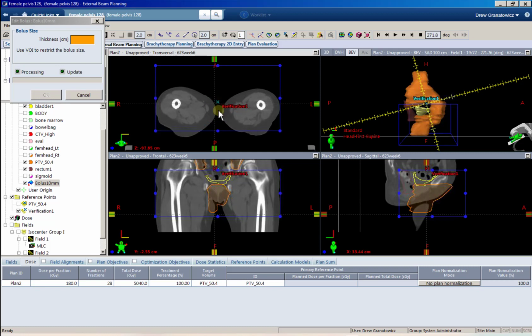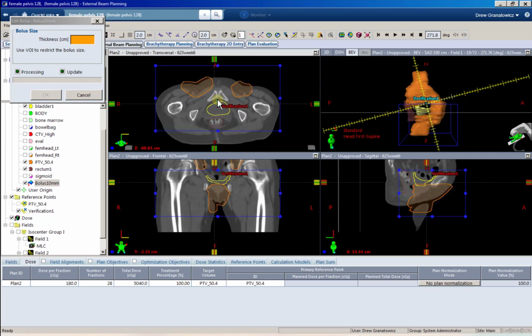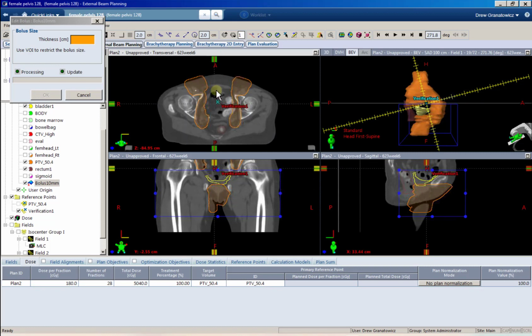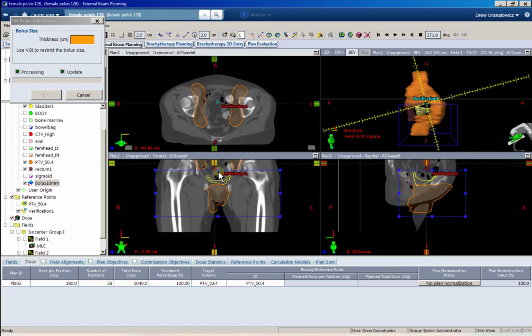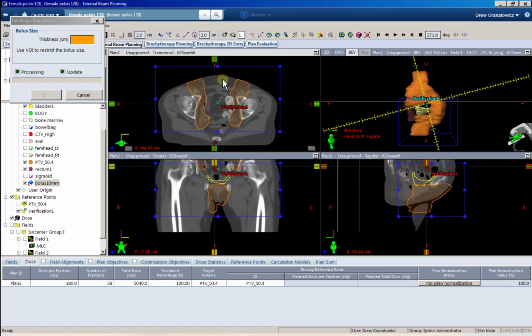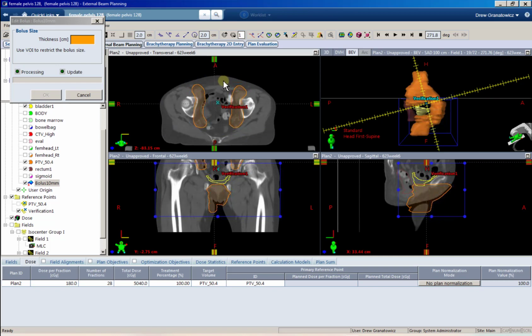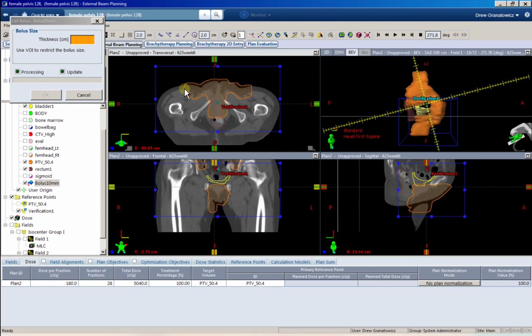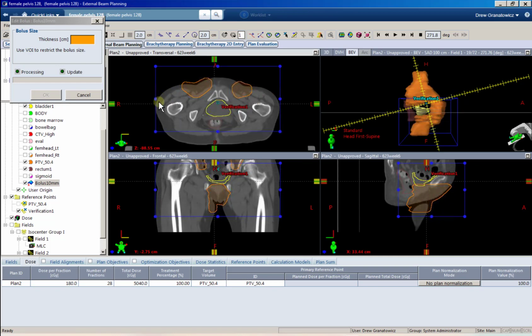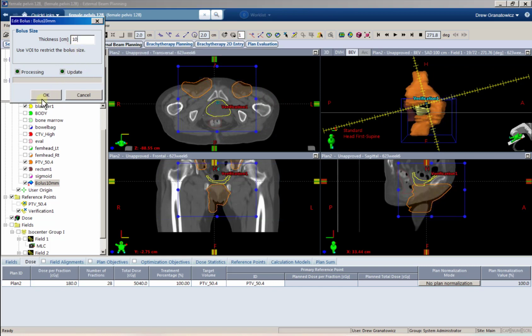So inferiorly, it looks like I'm going down far enough. Okay, I don't want to go any lower than that. And then I'm going to just scroll through here. So superiorly, about right here. Then I'm just looking for the furthest extent left and right. About right there, about right there. So let's just make that and see what it looks like.